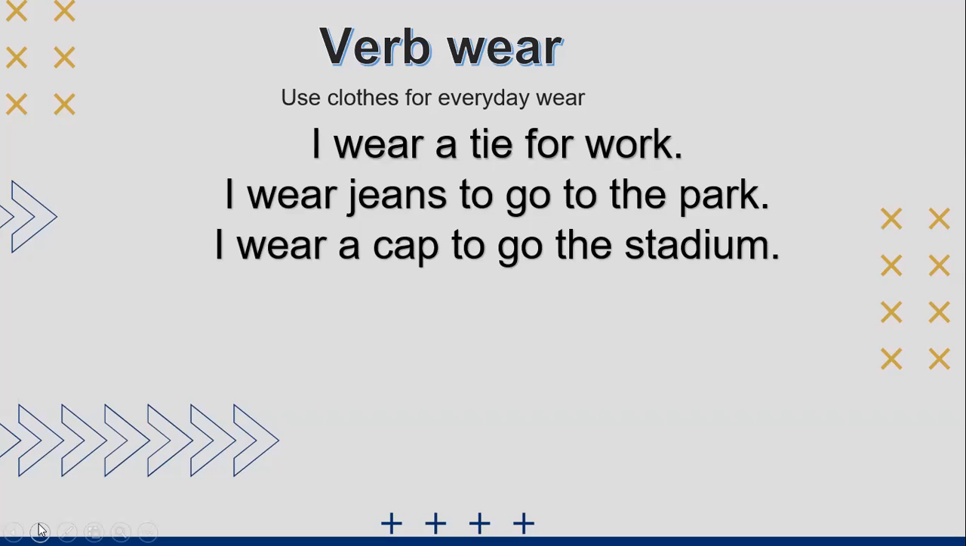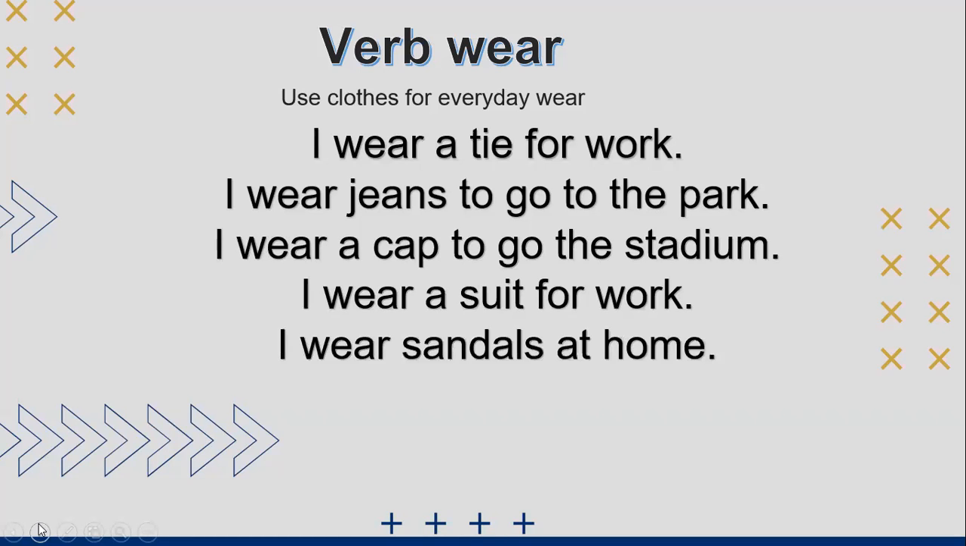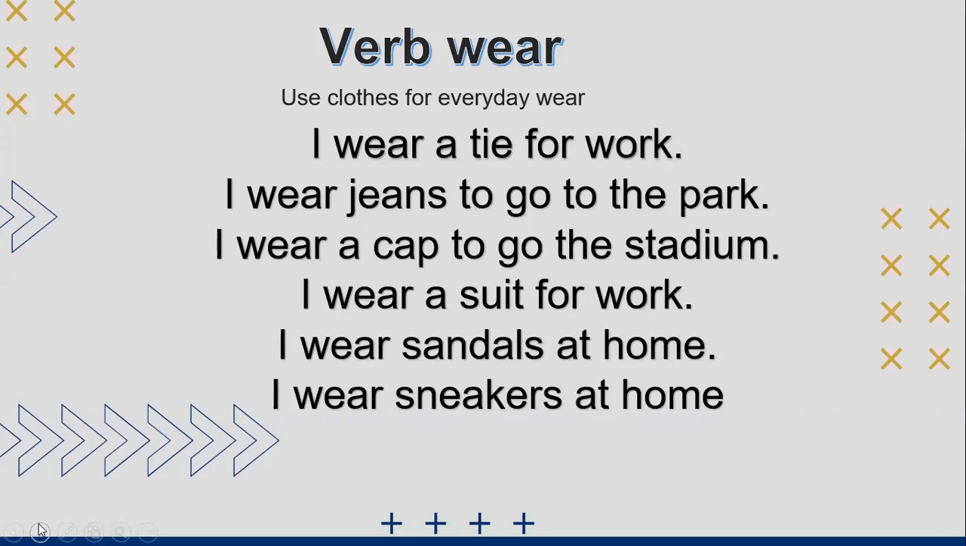Yes, so I wear is the verb. Yo utilizo. Yo llevo puesto una gorra para ir al estadio. Let's see the other one. I wear a suit for work. A suit es un traje formal. So I wear a suit for work. And the next one, I wear sandals at home. And the last one, I wear sneakers at home.